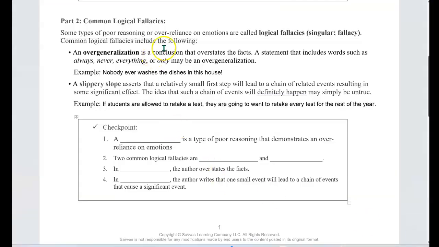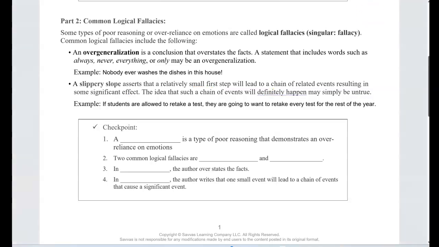Okay, next one, slippery slope. A slippery slope asserts that a relatively small first step will lead to a chain of related events resulting in some significant effect. One of your texts is full of slippery slope. They even say slippery slope and say that that's evidence or something true. The idea that such a chain of events will definitely happen may simply be untrue. Okay, so they give an example. Again, I'm not really keen on it.